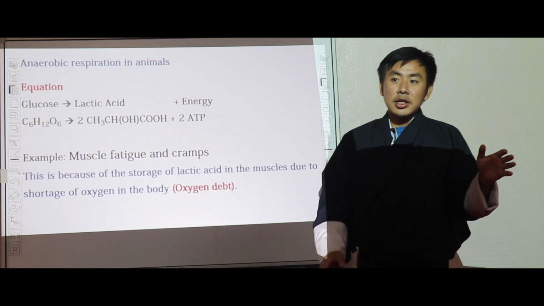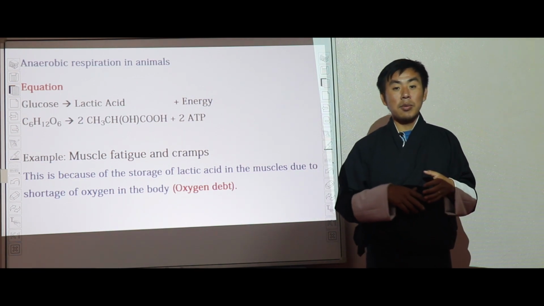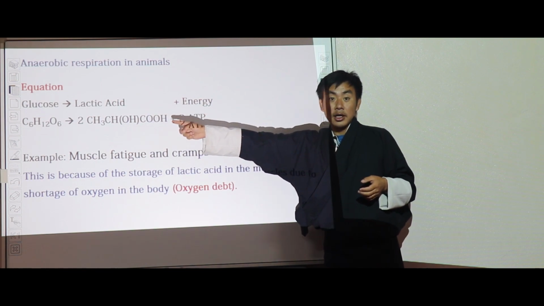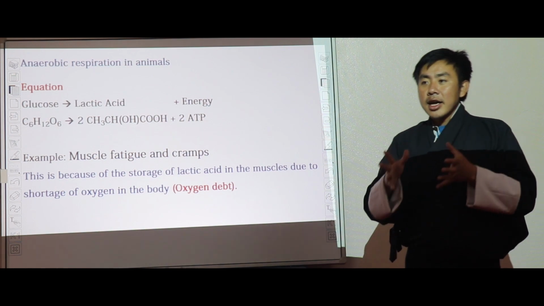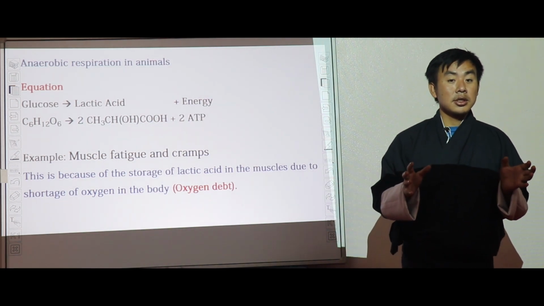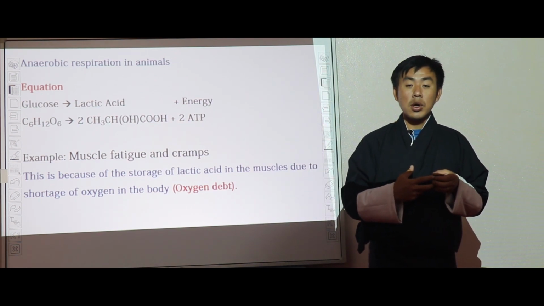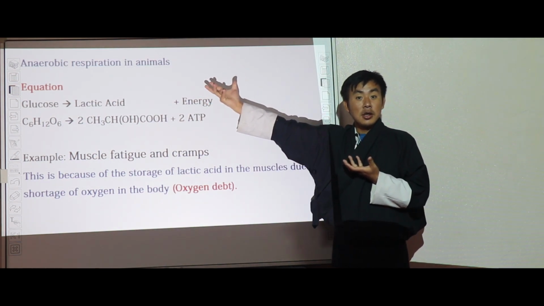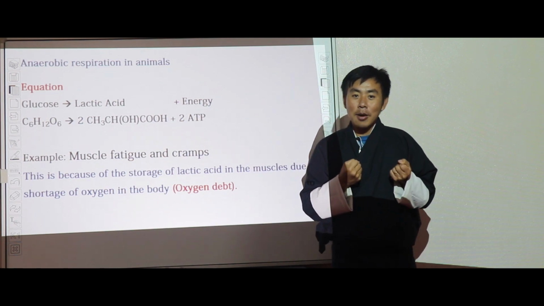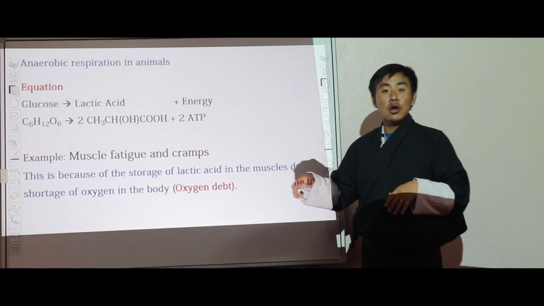We usually get muscle cramps and muscle fatigue when we exercise, when we run, when we play, when we work. Why do you think this happens? This happens because of the storage of lactic acid in the muscles. When lactic acid is stored in the muscles, there is pain and cramps, and our muscle becomes tired. This happens because our body has a shortage of oxygen. When our body has a shortage of oxygen, anaerobic respiration happens. When anaerobic respiration happens, lactic acid is formed. This lactic acid gets stored in our muscles, whereby we have pain, cramps and fatigue. Our body having a shortage of oxygen is called oxygen debt.